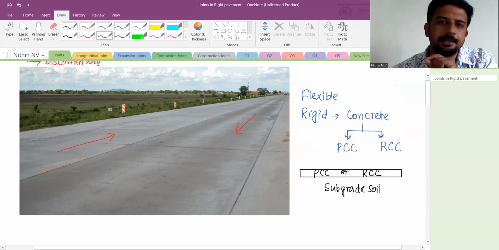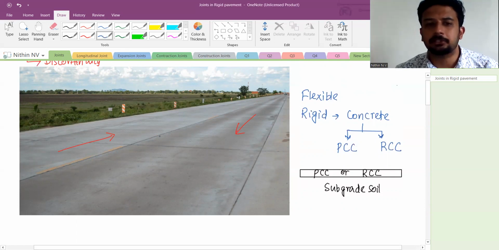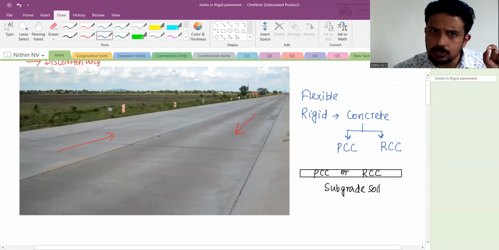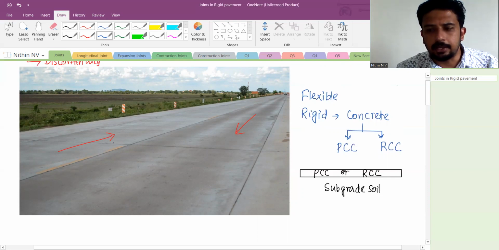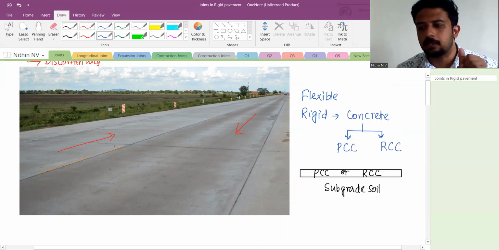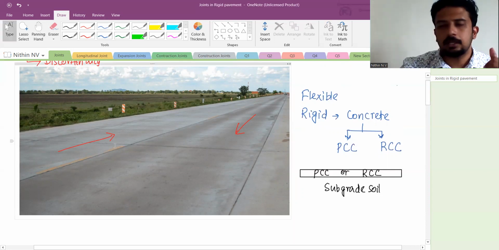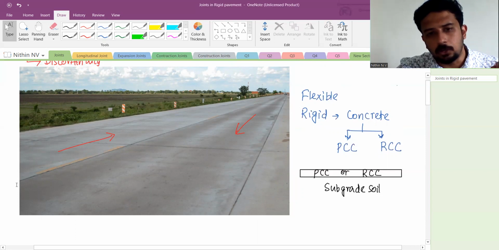I hope you're able to see that in the image. There is a discontinuity, or a gap, parallel to the traffic direction, or we can say in the direction of traffic. That is a particular joint which we call a longitudinal joint. And you can also see another discontinuity in the direction perpendicular to traffic. Right? So like this, we have two different types of joints.